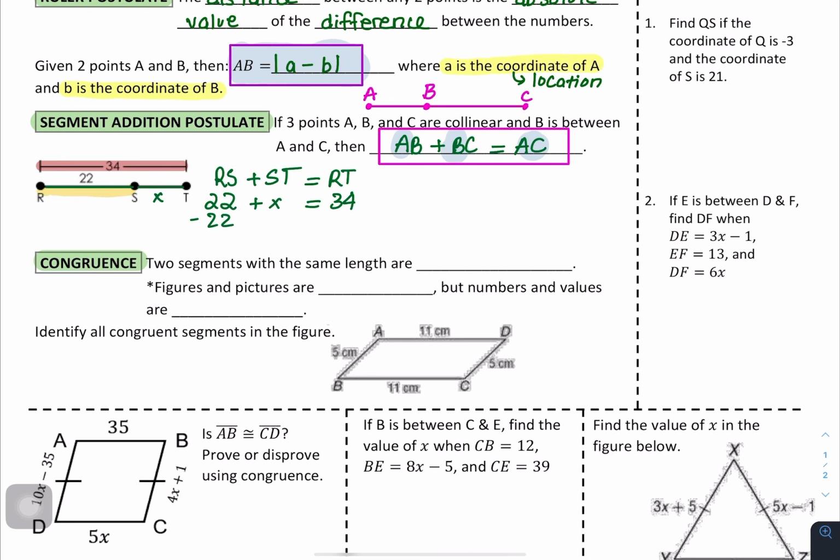So we're going to subtract 22 on both sides. 22 minus 22 cancel out. So X equals 34 minus 22, which is 12. And X is also ST. So we have ST equals 12.